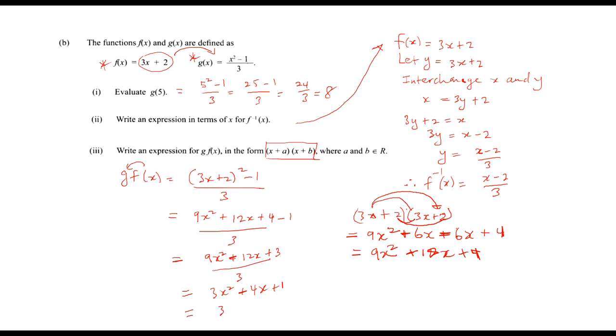So this will just be (3x plus 1)(x plus 1). Let's make sure: 3x by x will give me 3x squared, and 3 and 1 give 4. Yes, so this is the answer for this part, (x plus a)(x plus b). So we are writing g f of x in this form. Okay.